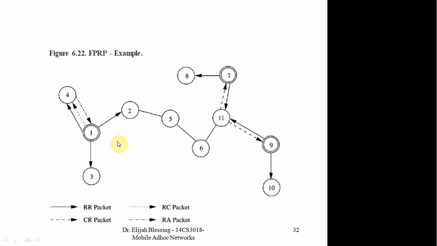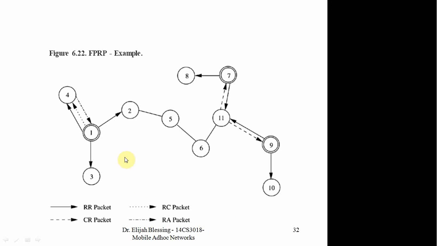The transmitting node sends the RR packet. Assume that a straight line refers to the RR packet, a dotted arrow refers to the RC packet, which is called the reservation confirmation packet. Let's assume CR, which is the collision report packet, has a little hashed line, and then a line with a dot. Let's assume it's an acknowledgement packet.